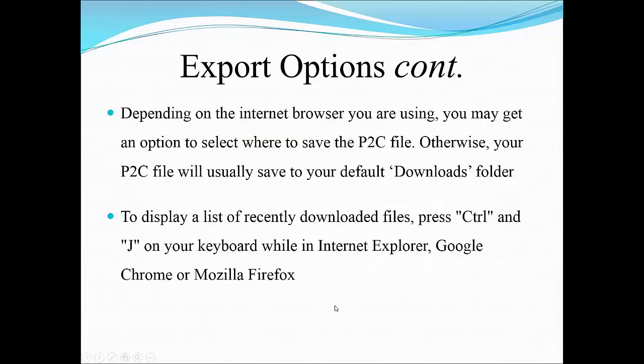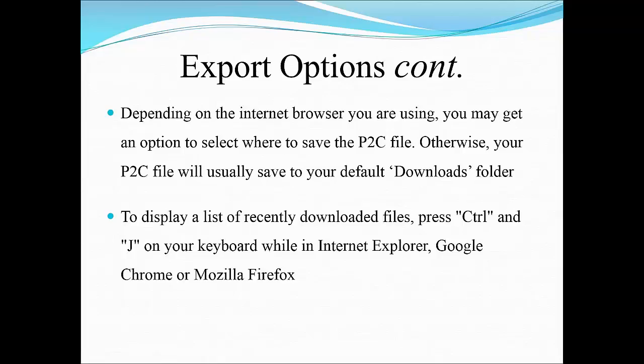So both export options there, exporting the complete list or exporting amendments only, once you've selected either option, depending on the internet browser you are using, you may then get the option of where you are going to save the P2C file to. If you aren't given the option to choose where to save to, your P2C file normally saves to your default downloads folder.